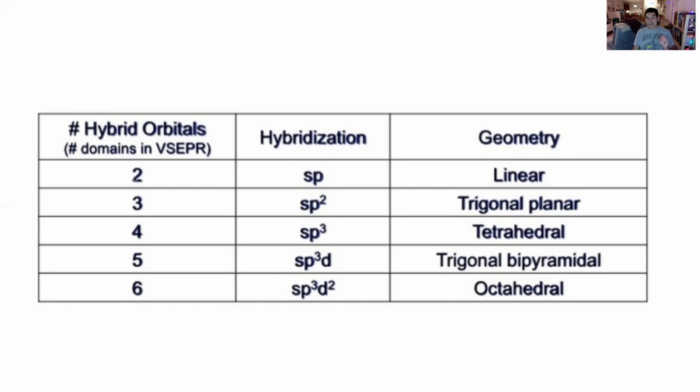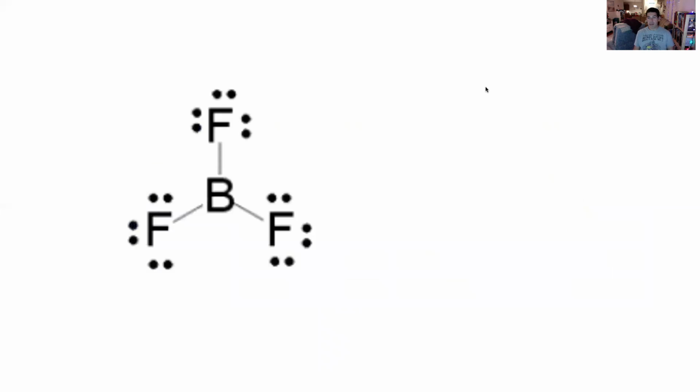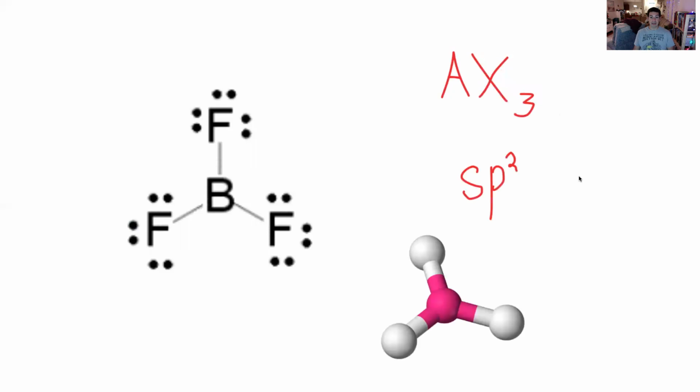Again, the number of domains we will see as the number of s plus p plus potentially d orbitals. So sp3d2, if we were to add up 1 s, 3 p's, 2 d's, that gives us 6. That's how we know we have 6 domains. So what is happening? We're going to look at BF3, boron trifluoride. If we look at boron as the central atom, it's AX3. That is 3 electron domains, so it's sp2 hybridized. So it has that trigonal planar shape.